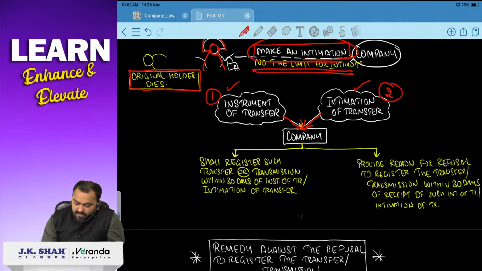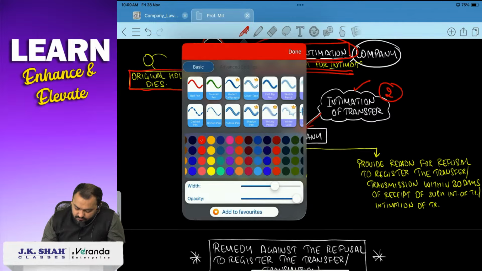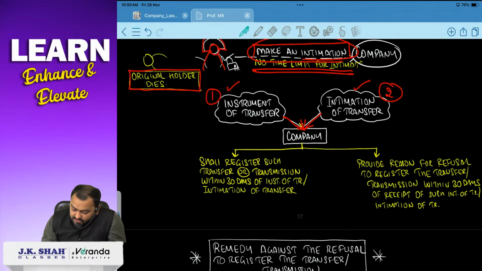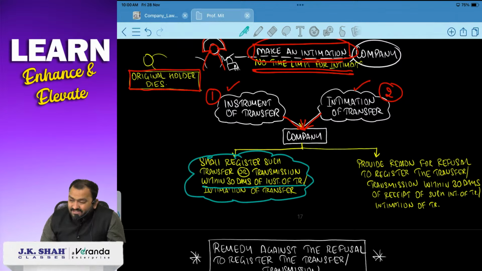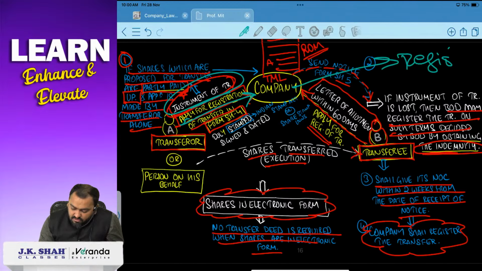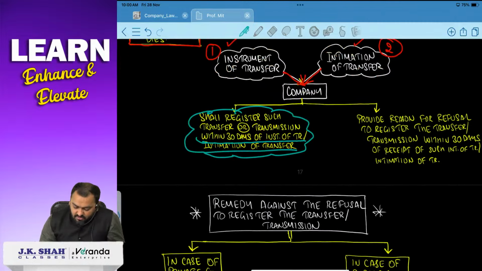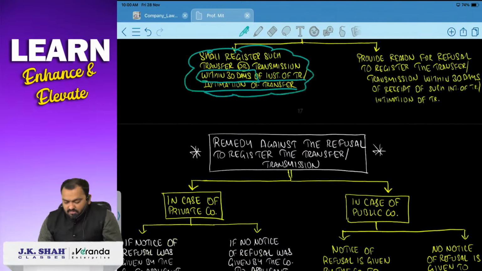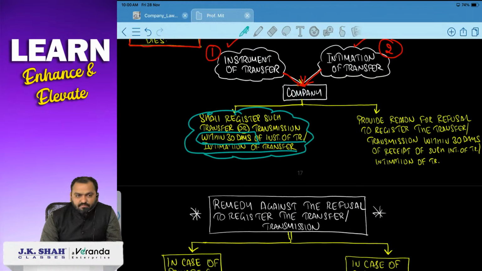Now what will the company do? Friends, the company will register the transfer or transmission within a period of 30 days of receipt of the instrument of transfer or intimation of transmission. Once you make the application to the company, once you send the instrument of transfer, the company will register within 30 days. And this is for both the cases, instrument of transfer as well as intimation of transmission. Everybody understood this? Yes, no? Okay. So within 30 days.